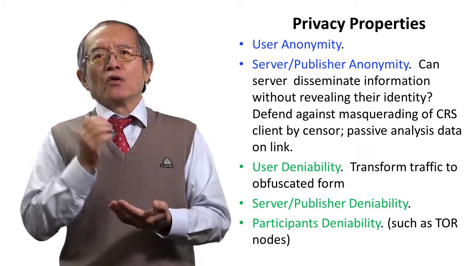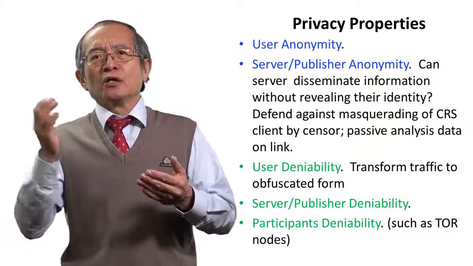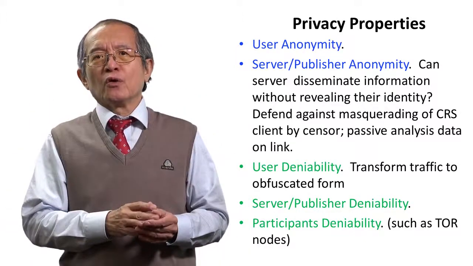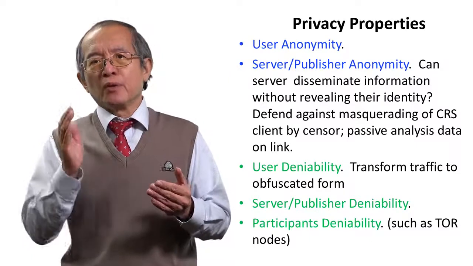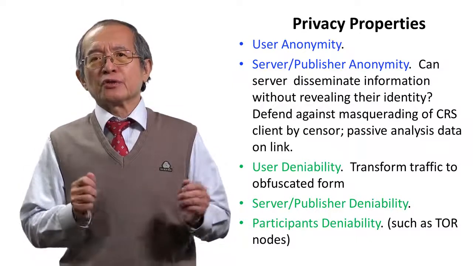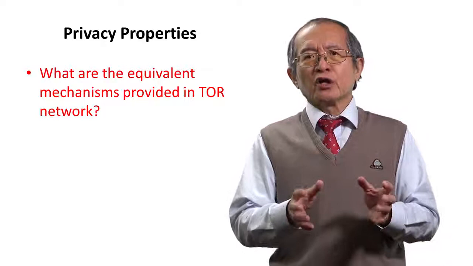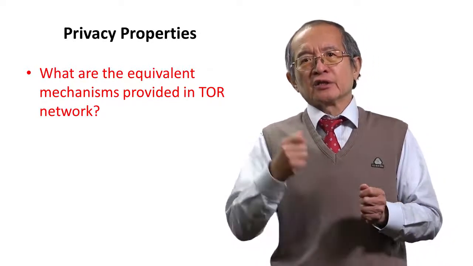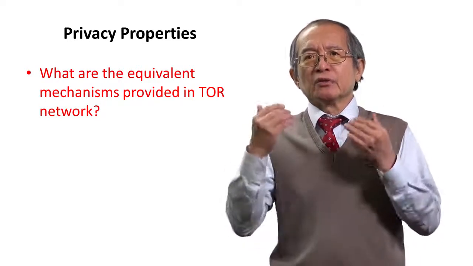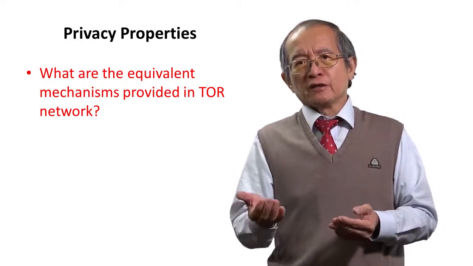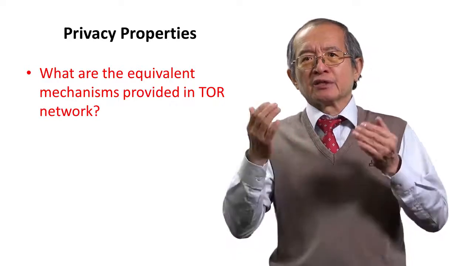Think about the TOR hidden server services for server and publisher. They are connected through the TOR domain name, which is translated through the TOR DNS translation and connects indirectly with the CRS user through rendezvous points. It shields the server from a potential censor disguised as a CRS user. The user deniability property transforms the traffic to an obfuscated form, such as encryption or steganography. The server and publisher deniability property also includes encryption and using steganography techniques. Participant deniability includes CRS users serving as a CRS node.